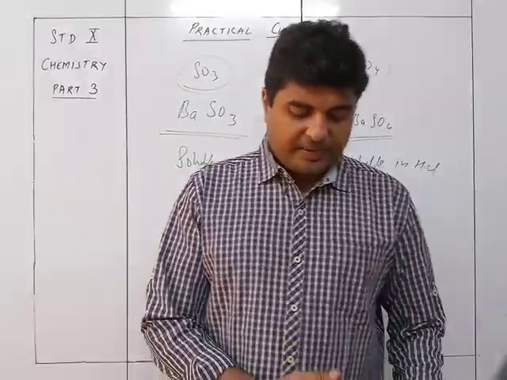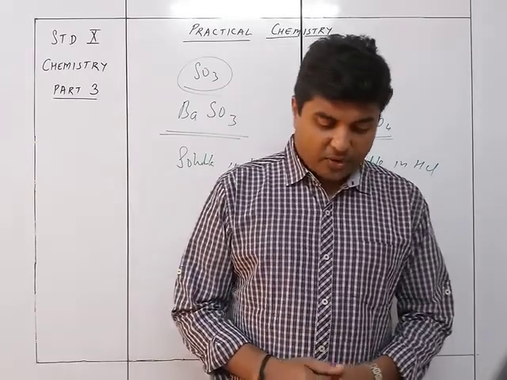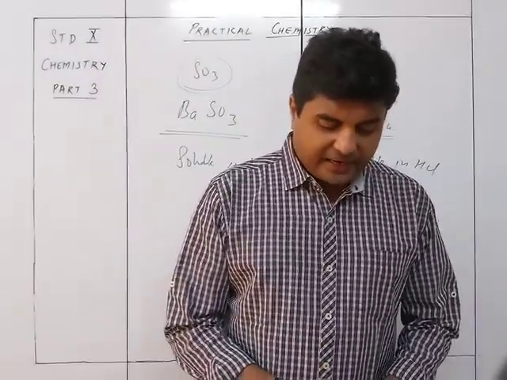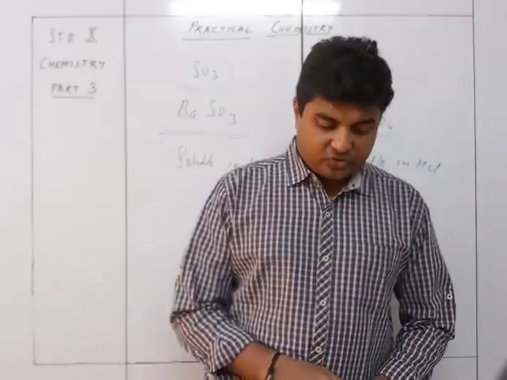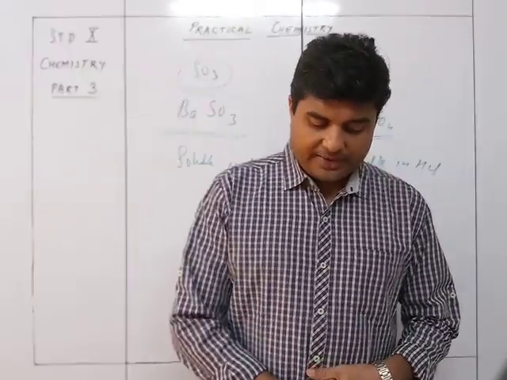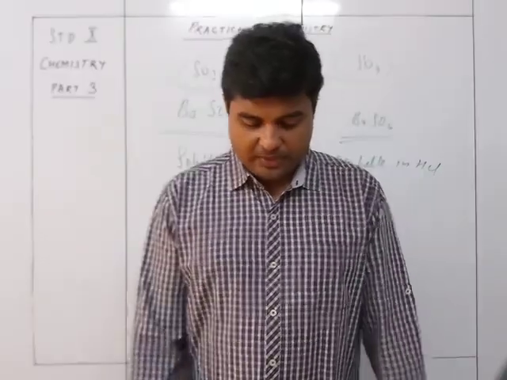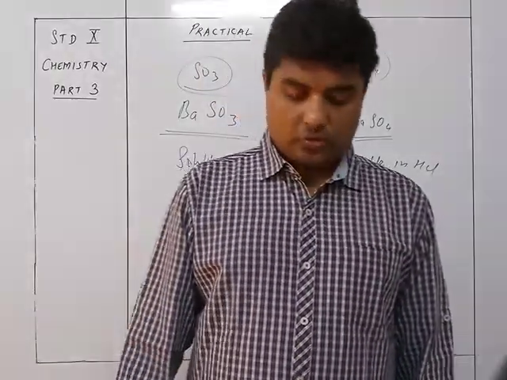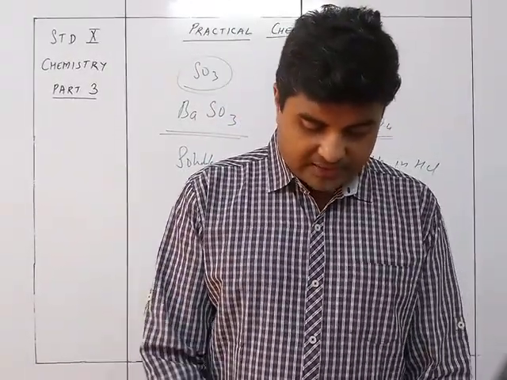Then they have given the pH scale from 0 to 14, and then the colors of the flames are given: golden yellow for sodium, lilac for potassium, brick red for calcium, and green for copper. So these are the things that are there in this chapter.